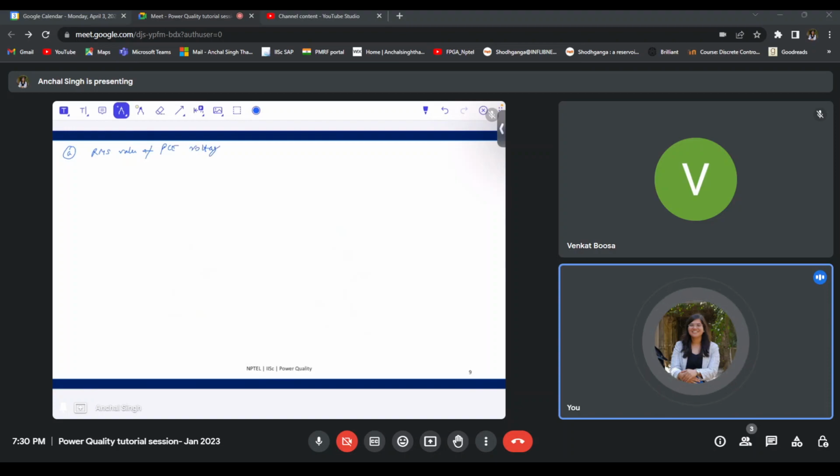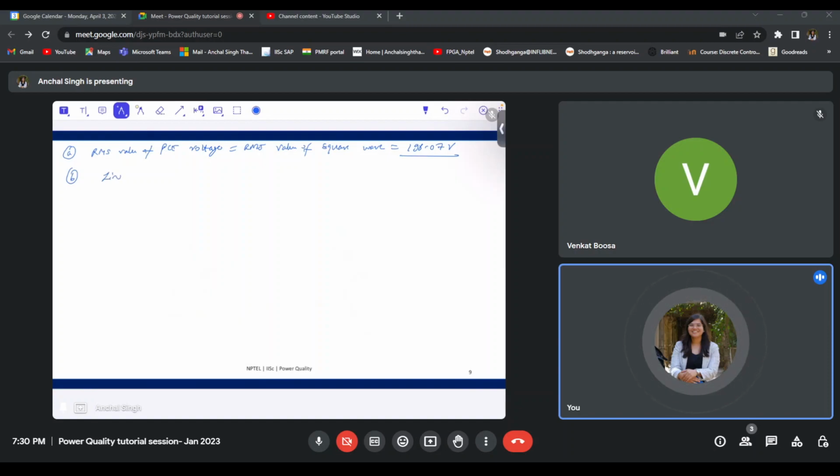Now again we know that it is a DC link and it will be a square waveform, and the RMS value of the square wave will be equal to 198.07 volts.